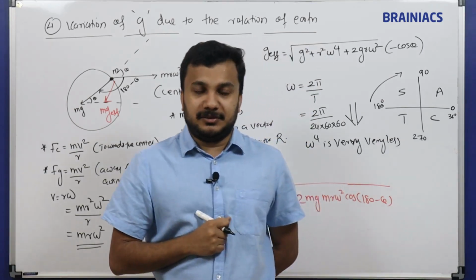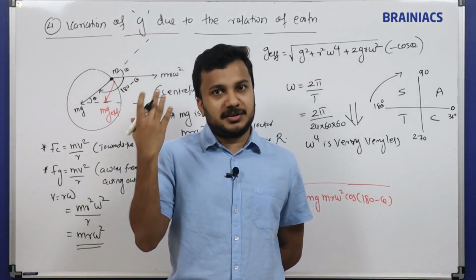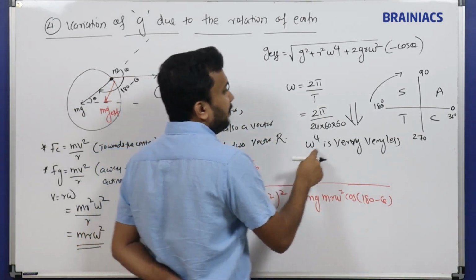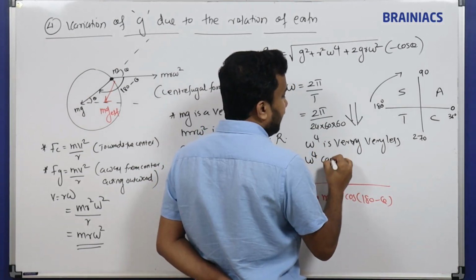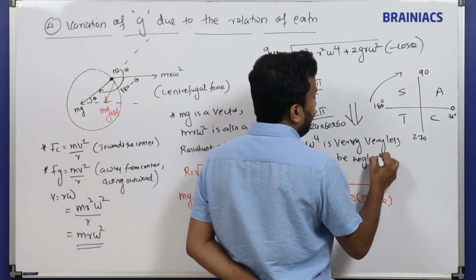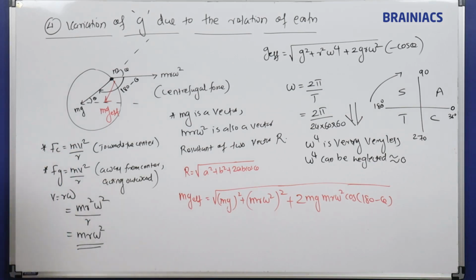So that's what I'm saying. If you are taking a small number, if you are squaring it, if you are making it the fourth power, then its value will be very reduced. So omega power 4 is very less. Omega 4 can be neglected. Neglected means that it is almost equal to 0. That is all. Omega raised to 4 is almost equal to 0.